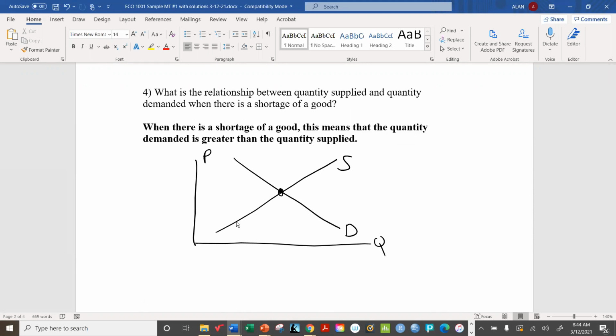So of course, here's our equilibrium. I'll call this P star, Q star. And with the shortage, for whatever reason, the price is too low. Let's say it's here. I'll call it PL for P low or something like that. And you can see that the quantity demanded is greater than the quantity supplied. And the horizontal distance between these two is the size of our shortage.